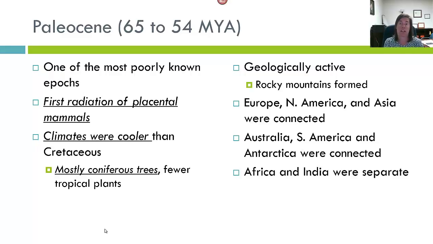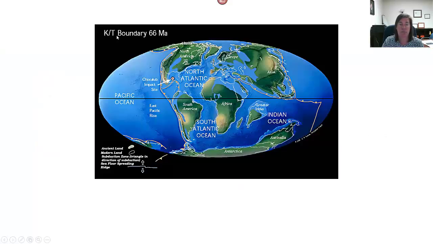During this time period, geologically, North America, Europe, and Asia were all connected, so they formed one continental mass. Australia, South America, and Antarctica were also connected, forming a second continental mass. And India and Africa were each separate entities. India had not yet collided with mainland Asia, so we didn't yet have the Himalayas. So this is just an example of continental position 65, 66 million years ago. Relatively similar to today, but there are some very important differences.